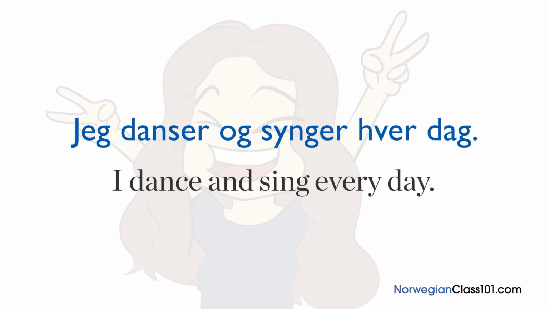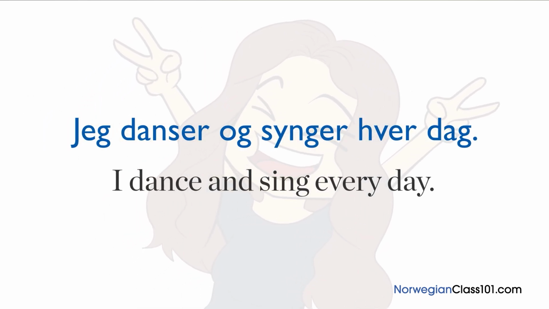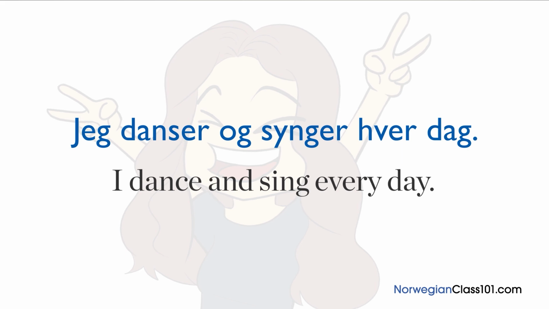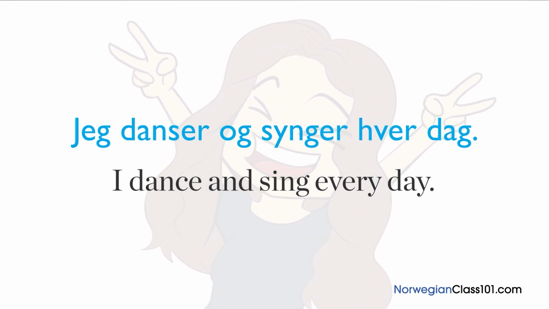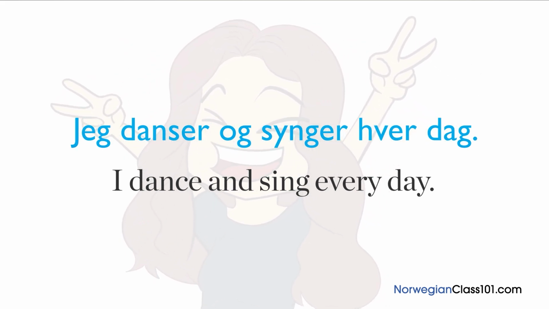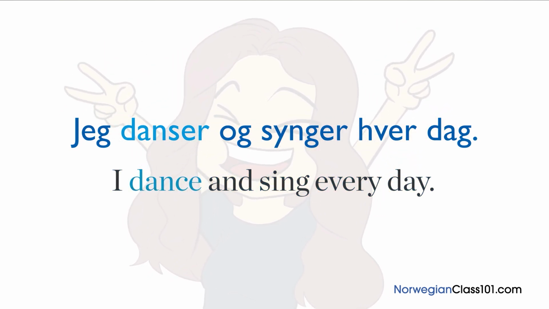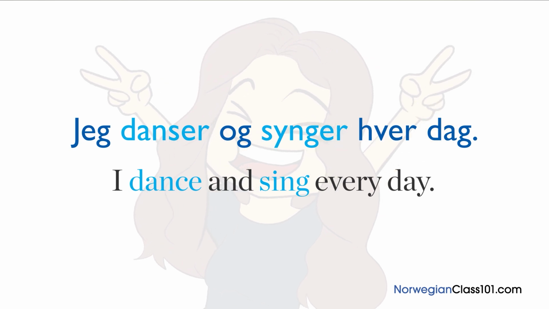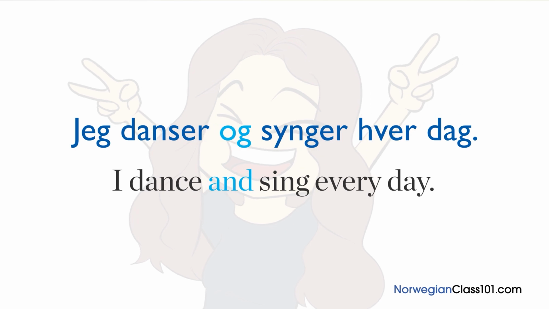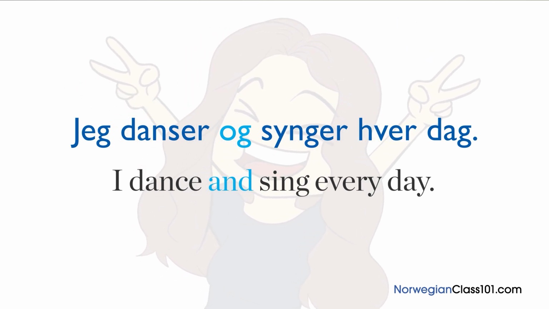Now let's do an example using og. If you want to use og, the verbs on both sides have to be conjugated the same way. For example, jeg danser og synger hver dag, meaning I dance and sing every day. Here we connect dance and sing, which are both in the present tense, using the word and. So in Norwegian, we would use og.